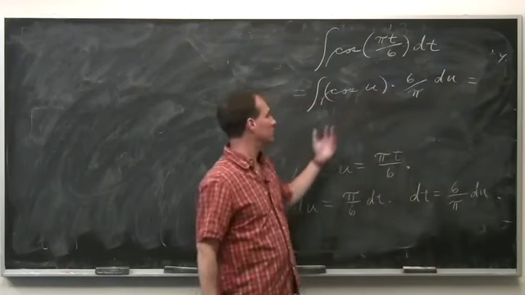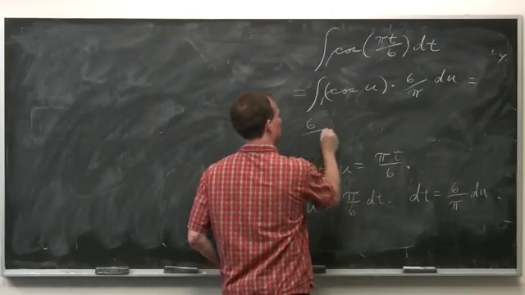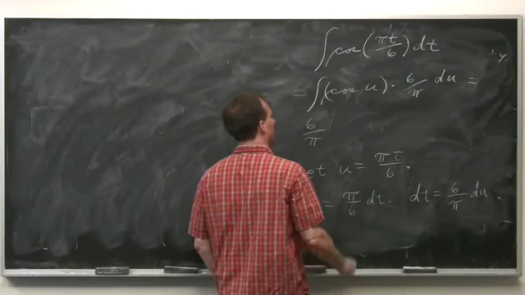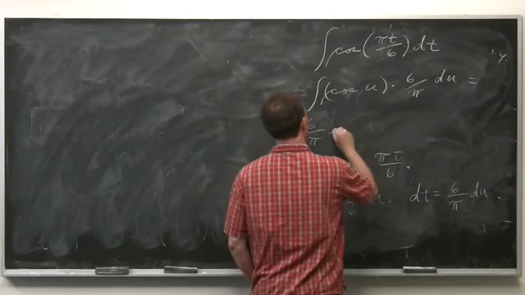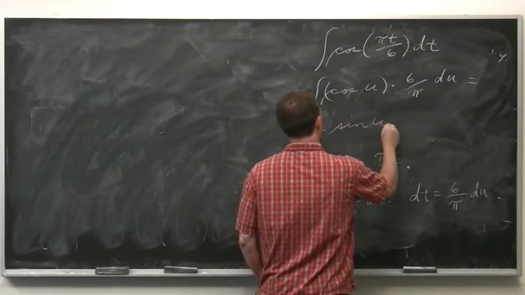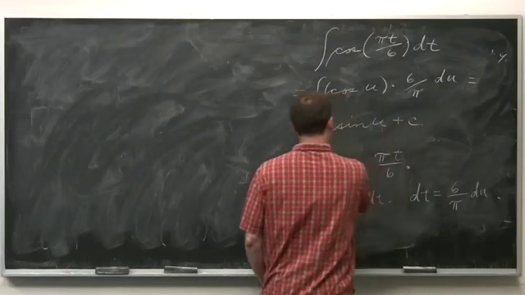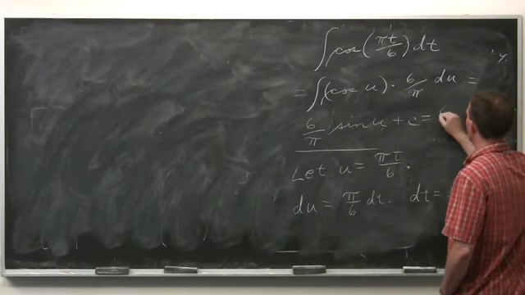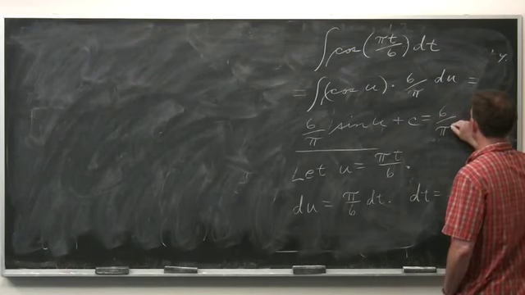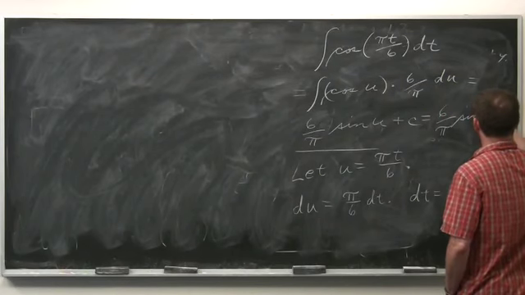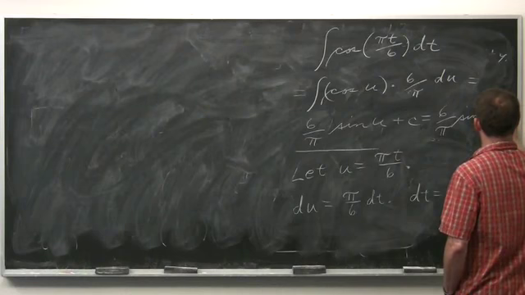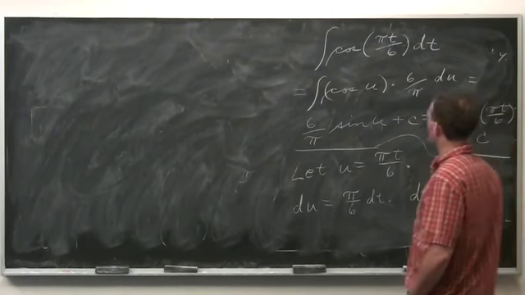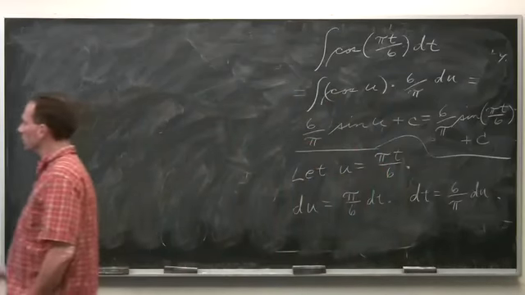Pi over 6 is a constant. You pull it out, so you get 6 over pi. 6 over pi is a constant. You pull it out, times the integral of cosine of u du. That's the sine of u plus a constant. And then you put back in that u is pi t over 6. So we get 6 over pi times the sine of pi t over 6 plus a constant. So that's what we get, and that's what goes right there.